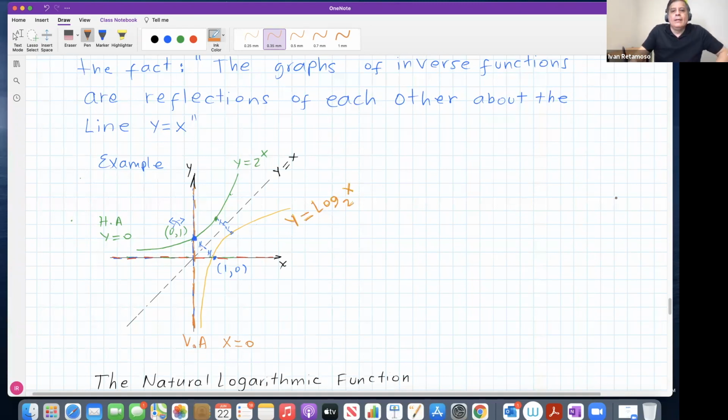Okay. Now, in the homework, there's a question that you're going to encounter that will ask you to express the relationship between the graph of the exponential function and the graph of the logarithmic function. One answer you can give is that they are reflections of each other about the diagonal line y equals x. Try to keep that in mind.